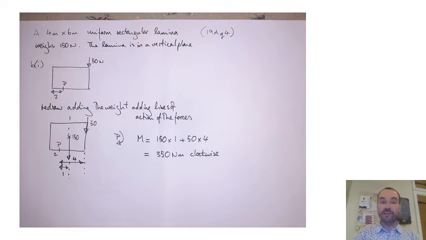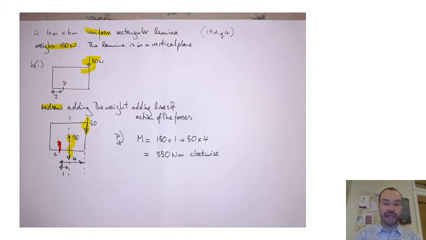Right, this is 19A question 4. A 4 by 6 meter uniform rectangular lamina weighs 150 newtons. The lamina is in a vertical plane, and B part 1 wants the net moment. So there's one force added to that, but we note it was a uniform rectangular lamina weighing 150 newtons. Redraw the diagram, adding the weight, and you've still got this force acting on it. Now, we want the resultant moment about P.